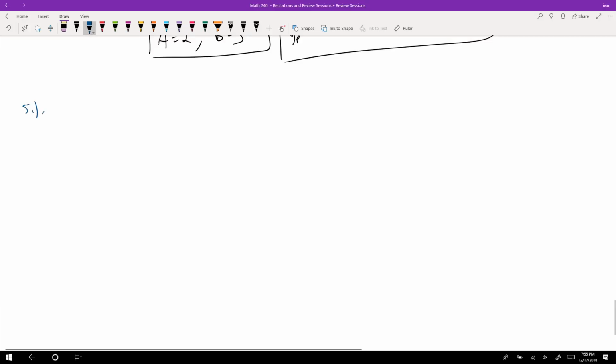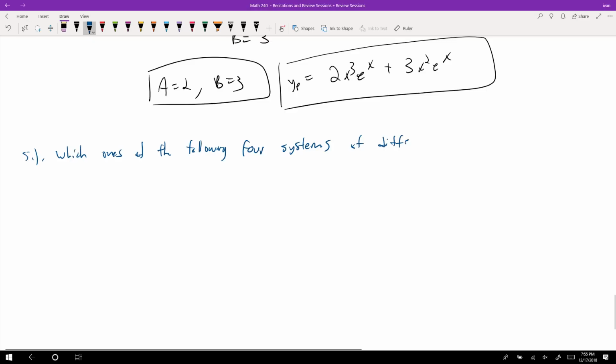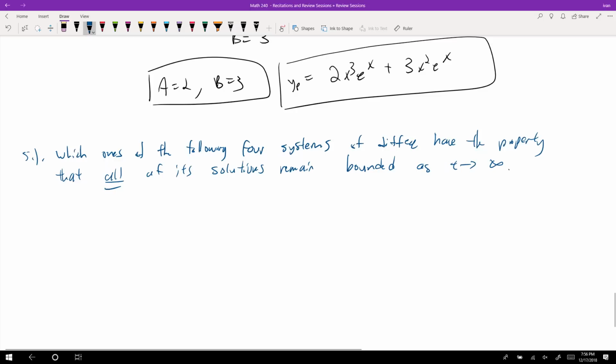So number 5, which ones of the following 4 systems of differential equations have the property that all of its solutions remain bounded as t approaches infinity. All right, and this is circle all that apply, and then you're given 4 of them.